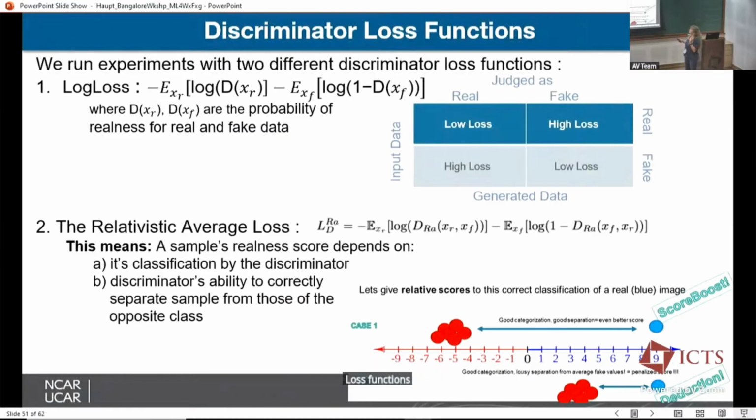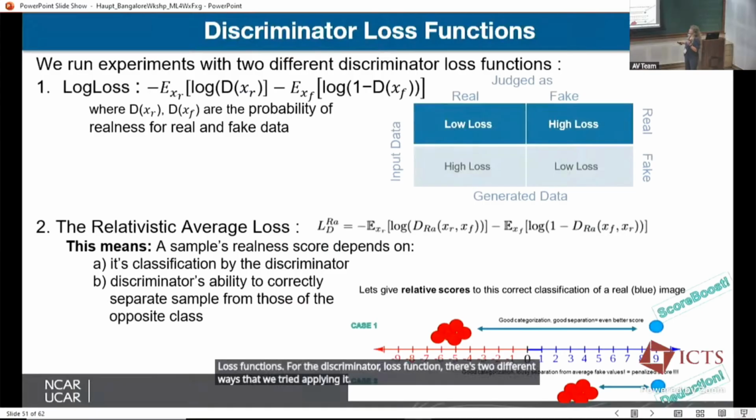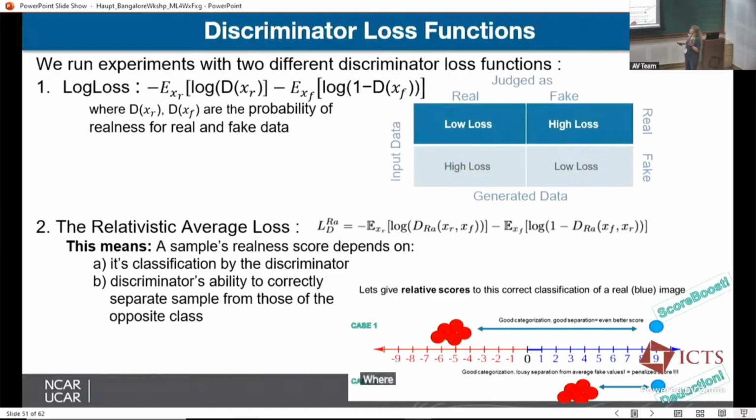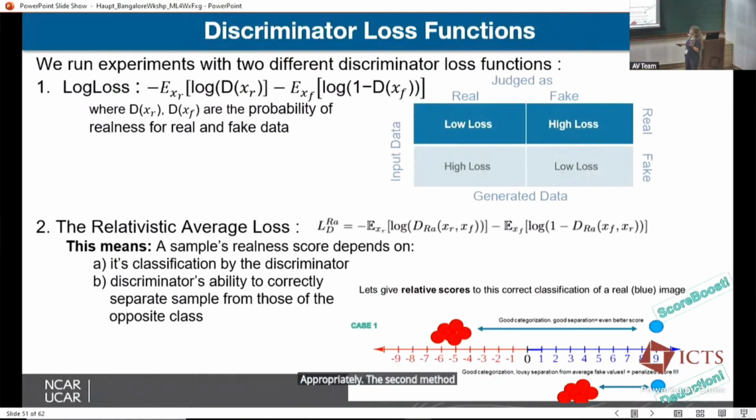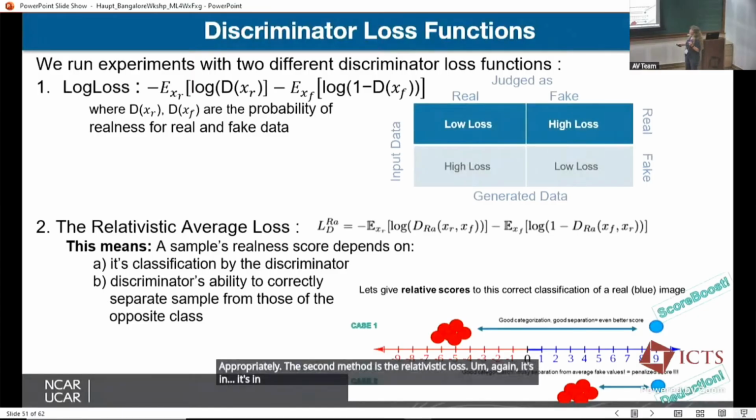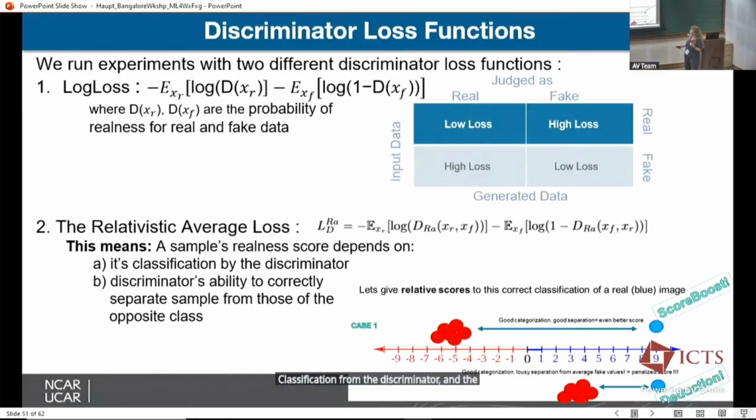For the discriminator loss function, there are 2 different ways that we tried applying it. First, a simple log loss, where you're looking at a function of the real versus the fake. So what is the probability of real versus fake? And you give it the loss appropriately. The second method is the relativistic loss. Again, it's logarithmic. And the idea here is the sample's realness score depends on classification from the discriminator and the discriminator's ability to correctly sample from those of the class.